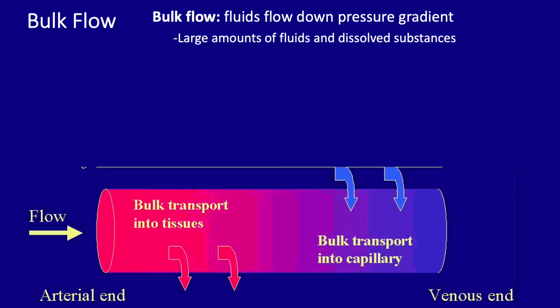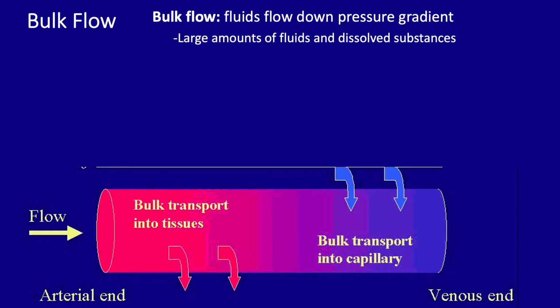With bulk flow, we're talking about the movement of a large amount of fluid and the things dissolved within it, those dissolved solutes. And this occurs down a pressure gradient. So we're moving from high to low with the movement of those fluids and those dissolved solutes. So it occurs in one direction, bulk flow.